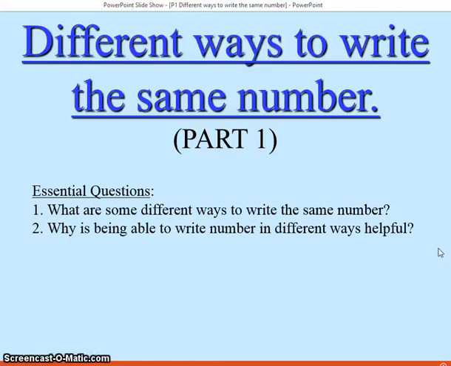Hello students, in this lesson we're going to learn different ways to write the same number. One single number can be written in a variety of ways to show different purposes. So today's essential questions are, what are some different ways to write the same number, and why is being able to write a number in different ways helpful?